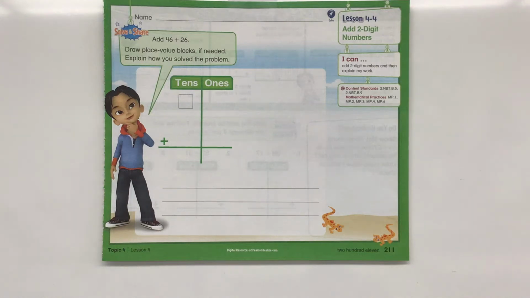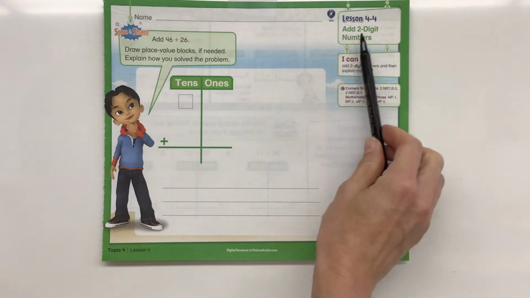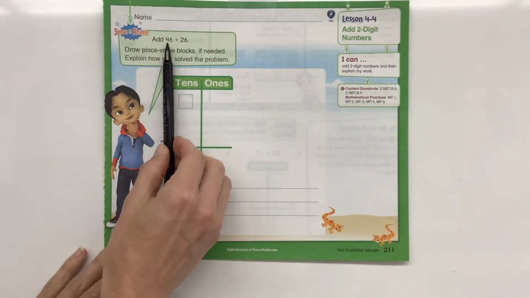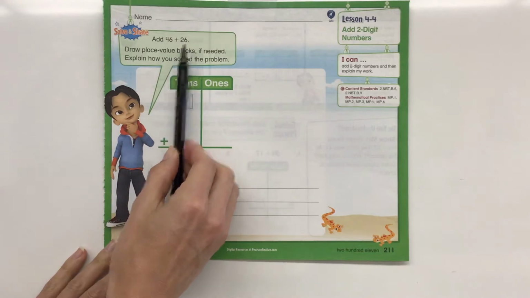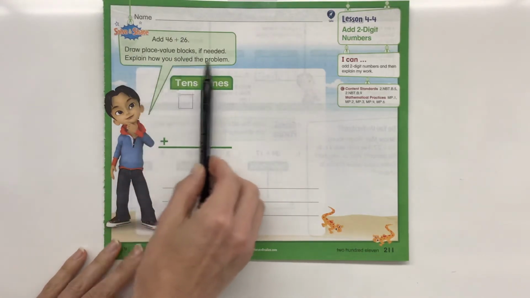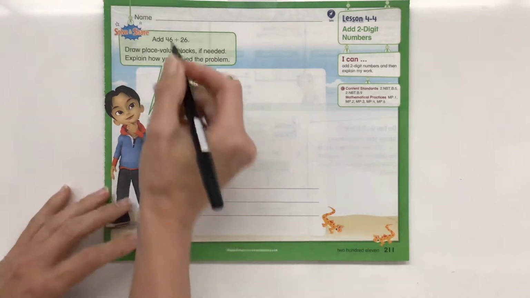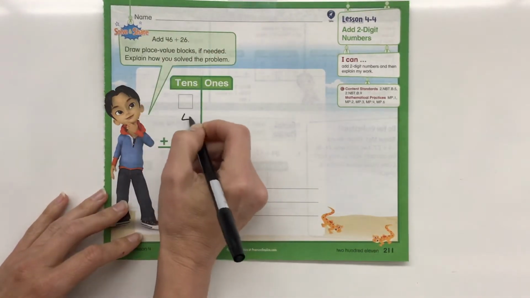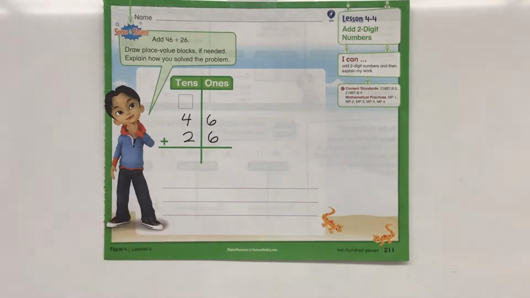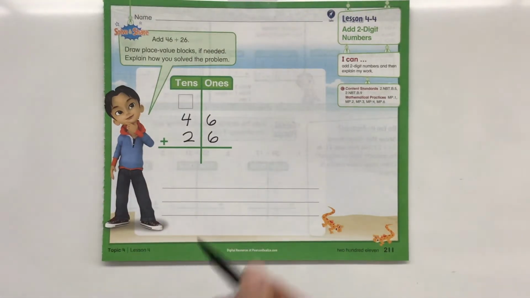All right, this is lesson 4-4, second grade math, adding two-digit numbers. So let's take a look. We're going to be adding 46 plus 26. So we can draw place value blocks if needed, explain how you solve the problem. So I'm going to go ahead and just do our numbers. 46 plus 26. Okay, let's take a look at this.